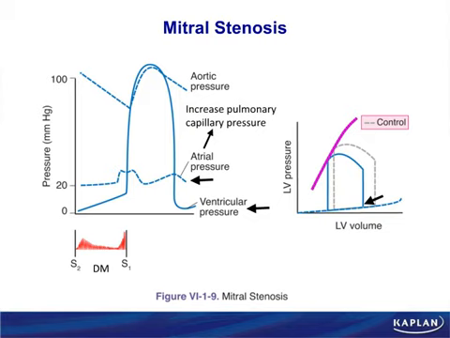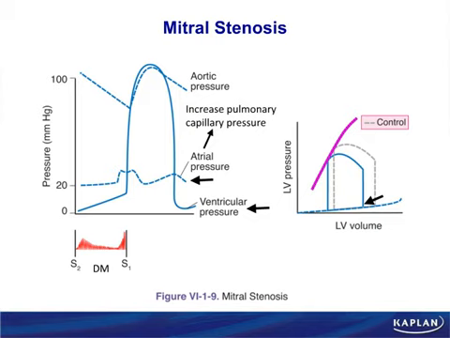Left ventricle is functioning just fine. The problem is I can't get blood from the left atrium to the left ventricle because of the stenotic valve. Contractility is fine. The decreased stroke volume is just because of a decrease in end-diastolic volume. It is a Frank-Starling mechanism.